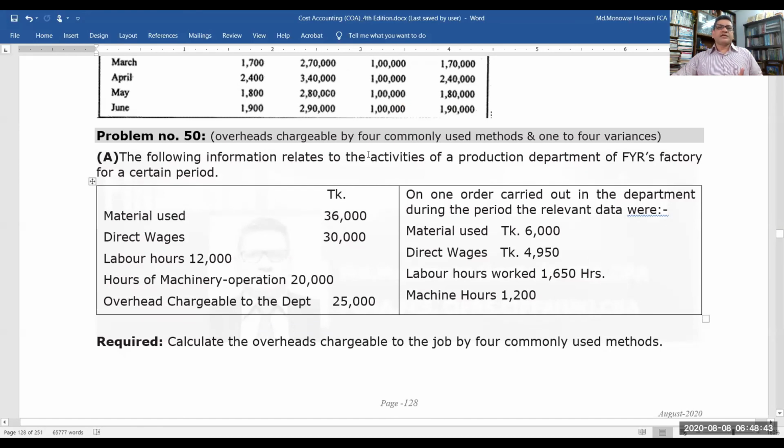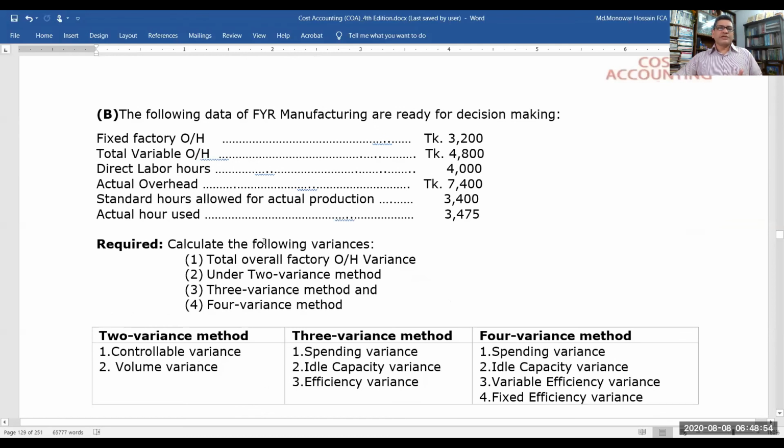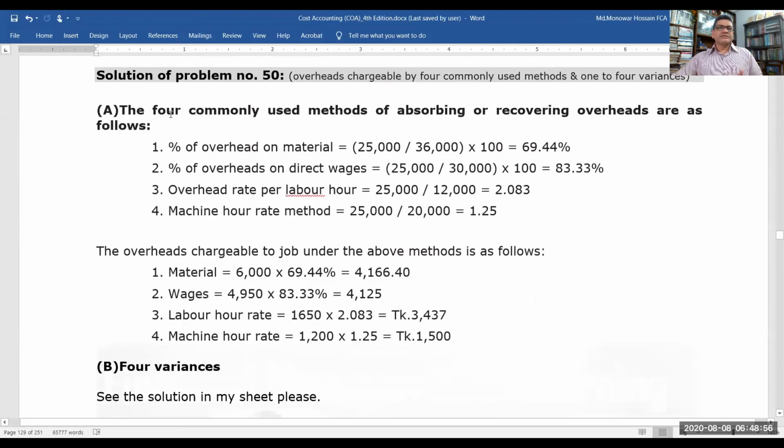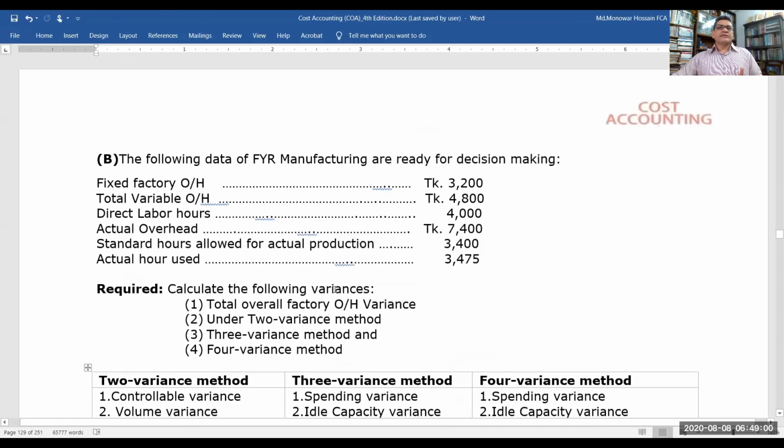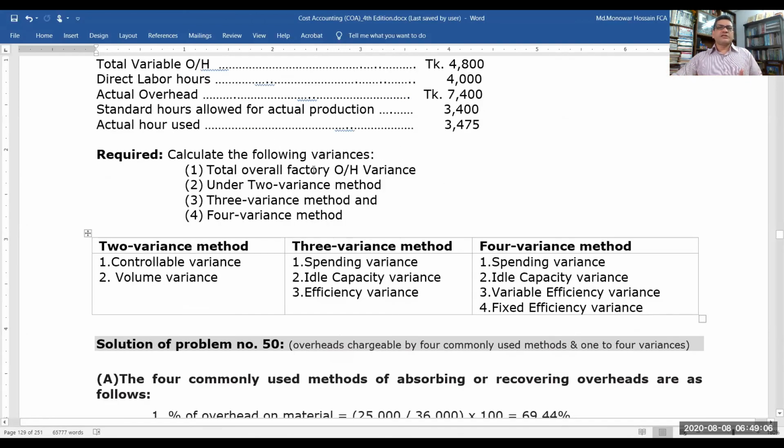Now problem 50, overhead charged by the four commonly used methods and one of the four variants. So in this question, we calculate the four methods. It's very easy for you, just do it. And another question, question B, we have to calculate the total overhead, factory overhead variance, two variance, three variance, and four variance.